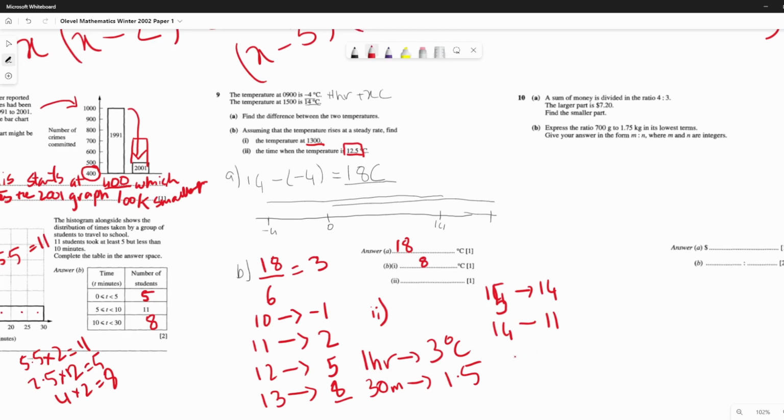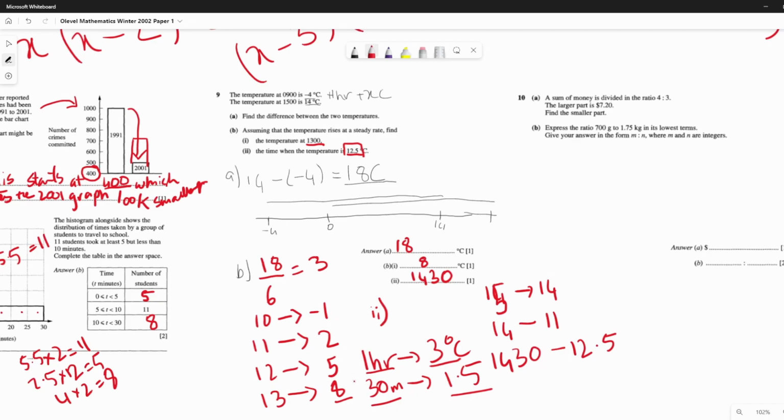So we can add another 30 minutes. So at 14:30, it would be 12.5. There we go, which is what we wanted. So our answer would be 14:30, because for every 30 minutes, we add 1.5. For every hour, we add 3 degrees. So simple addition and subtraction, nothing much required here. Some division required, but for the most part, it's just figuring out.